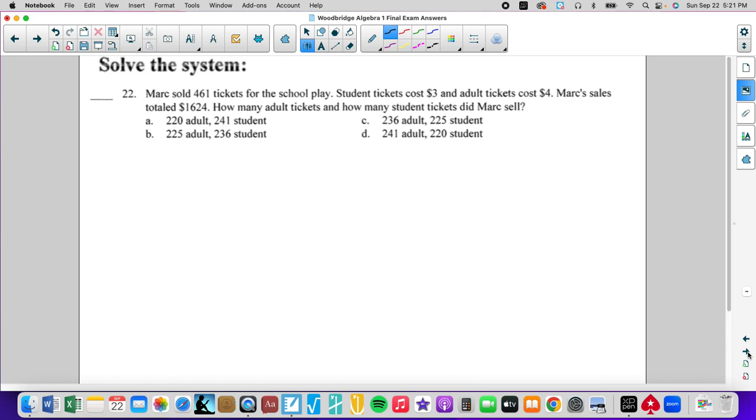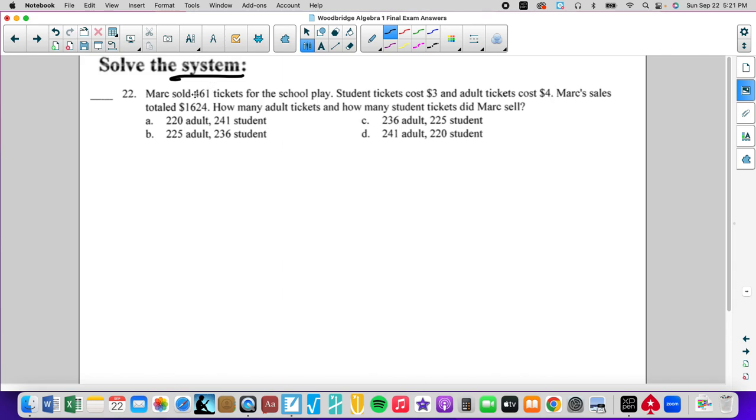Mark sold 461 tickets for the school play. Student tickets cost $3. Adult tickets cost $4. Mark's sales totaled $1,624. How many adult tickets and how many student tickets did Mark sell? So we're going to write two statements. When we deal with systems, we write two equations.